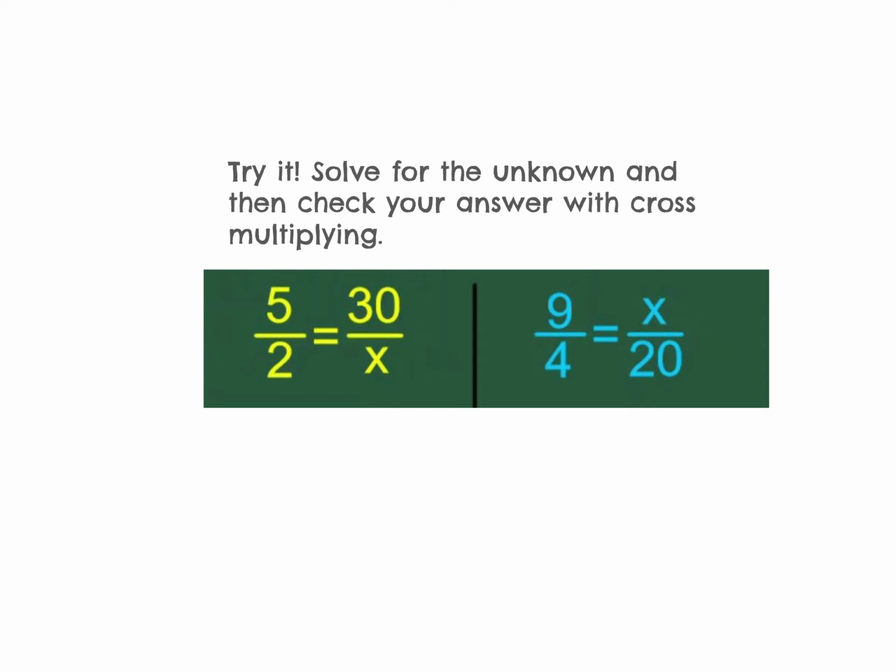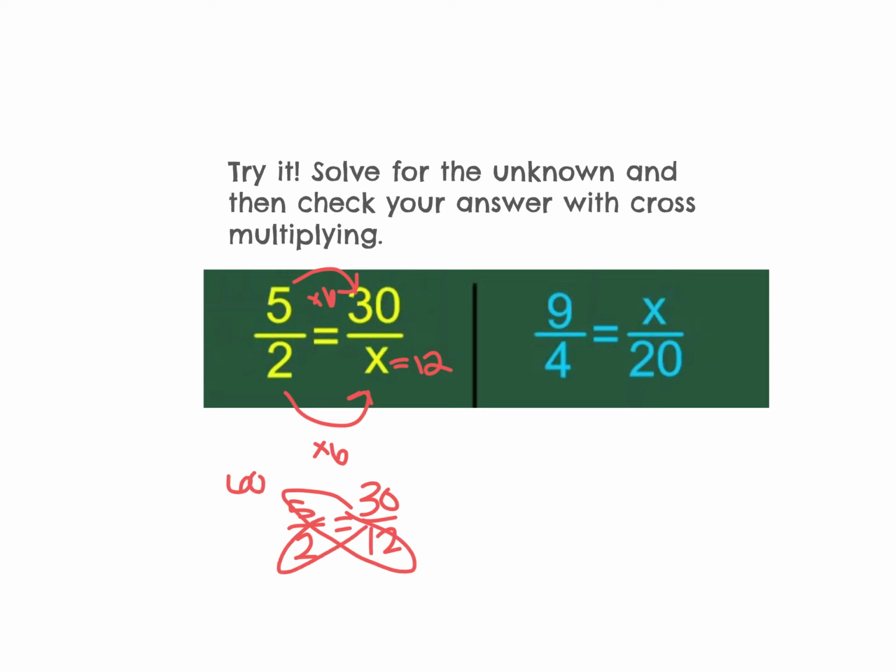So let's practice this. Let's first figure out the unknown variable in this proportion, and then we're going to use cross multiplying to check. So I know that 5 times 6 gives me 30. So on the bottom, I have to do 2 times 6, which gives me 12. So now I have 5 over 2 equals 30 over 12. I'm going to do cross multiplying, or the butterfly method. 5 times 12 equals 60. 2 times 30 equals 60. Because those are equal, that means I've solved it correctly.